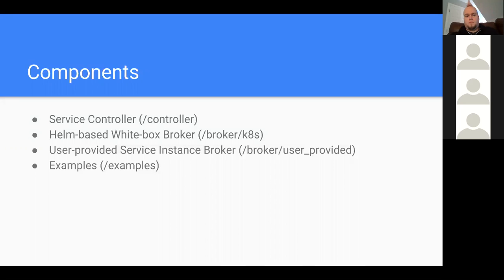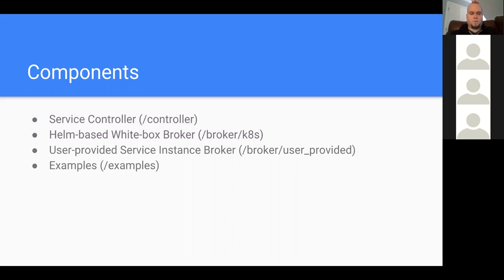So at the top level of the code base now, we have three main components. We have the service controller, which is what we've been describing as the catalog. It's the thing that watches for Kubernetes resources and interacts with brokers and will eventually inject binding credential information into the Kubernetes native space. So that is part one. That's probably the biggest piece.